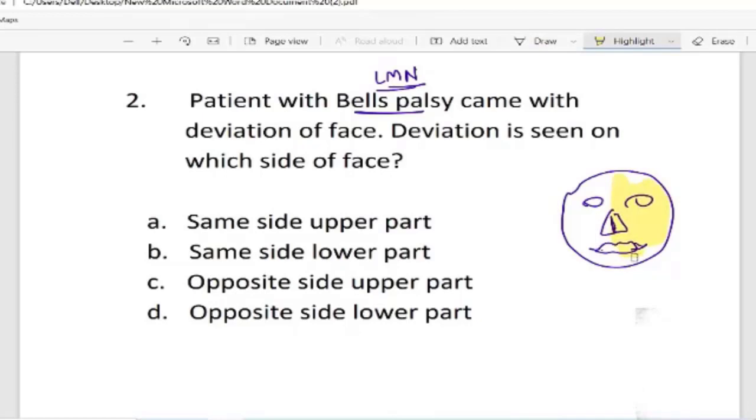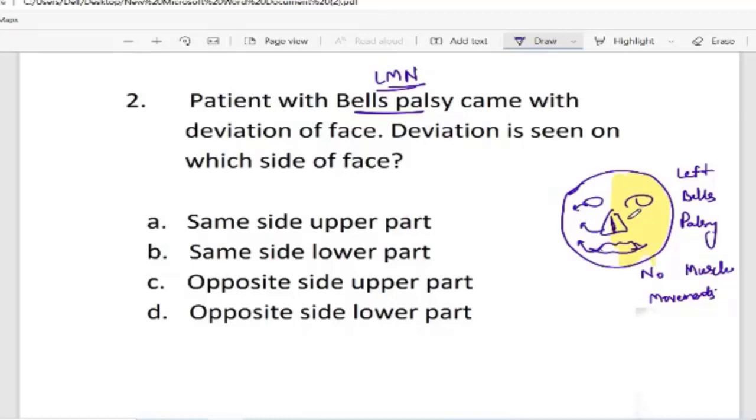Suppose the patient is having left-sided Bell's palsy. So the movements of this side will be restricted. There will be no muscle movement over this side of the face. On the opposite side, the other half of the face, there will be movement. So deviation will be seen whenever the patient tries to smile. The angle of mouth will be dragged towards the normal side. The eye will wink towards the normal side, because on the side where there is paralysis, there will be no movement.